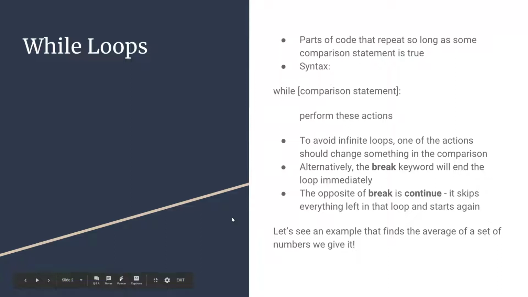So basically when you're looking at while loops, what you're looking at is some part of code that's going to repeat while some comparison statement is true. We talked about comparison statements in the previous lesson, things like x is less than 10. So while x is less than 10, perform these actions. Notice that we have a colon, just like in if statements, and then we indent to perform these actions. Same sort of deal as if statements.